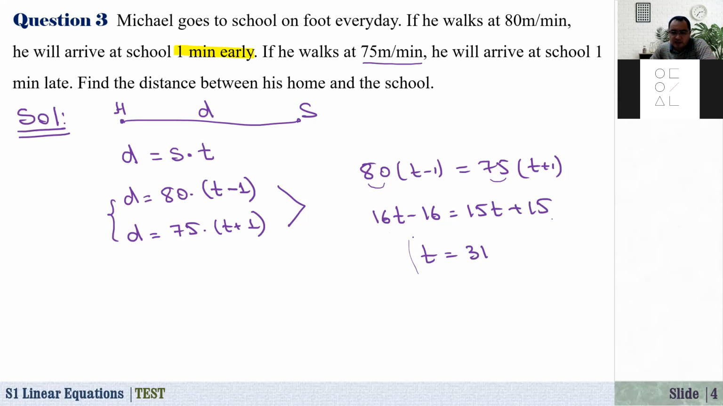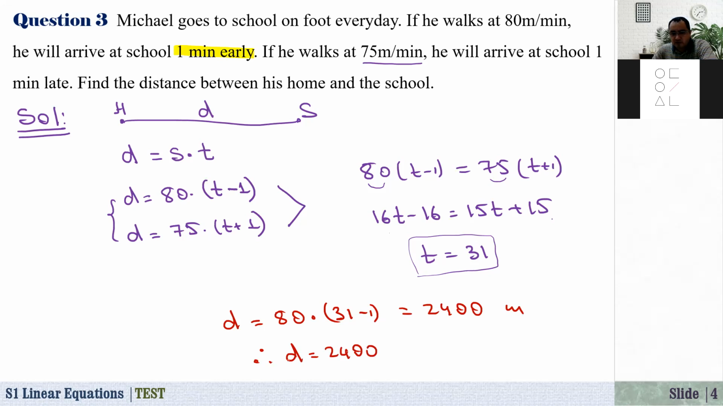So it means t, his usual time, is 31 minutes. It takes Michael 31 minutes to get to his school. But the question here is we need to find the distance, right? So now we can find the distance. The distance is equal to, let me substitute into the first equation, 80 times, what is t? t equals 31. So here we have 31 minus 1, and 31 minus 1 is 30. 30 times 80 is 2400 meters. So the distance between his house and school is 2,400 meters.